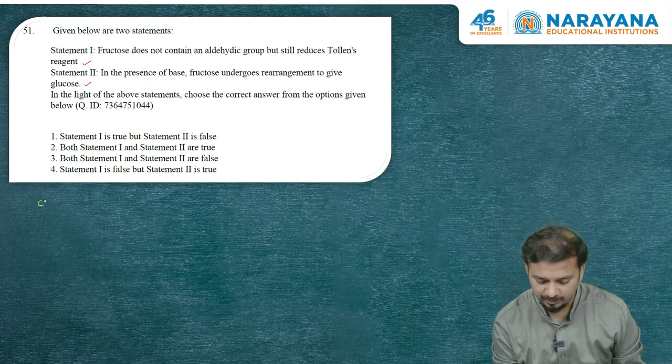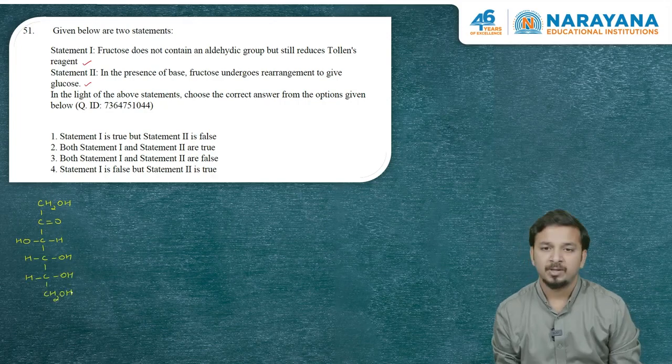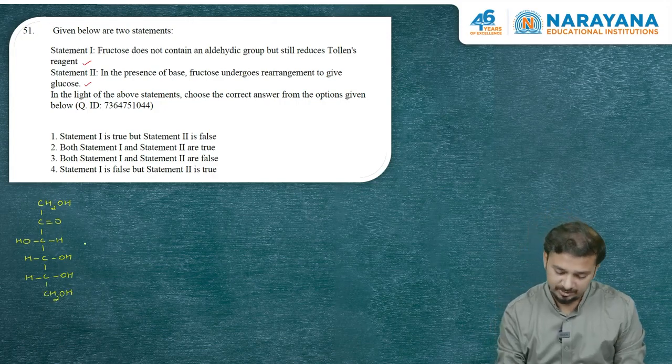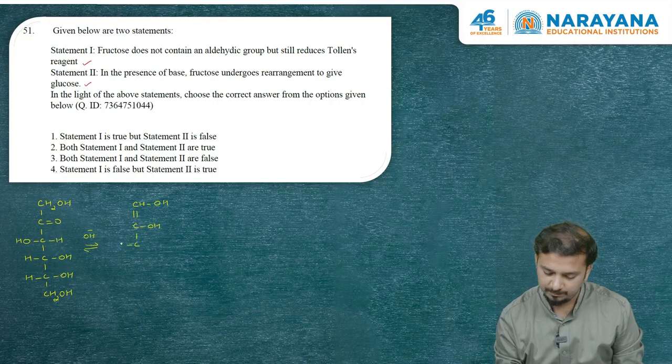If you talk about fructose, it is CH2OH, C double bond O, C, OH, H, C, H, OH, C, H, OH and CH2OH. In basic medium, first it tautomerizes. So it will become CHOH double bond C, OH, C, OH, H, C, H, OH, C, H, OH and CH2OH.